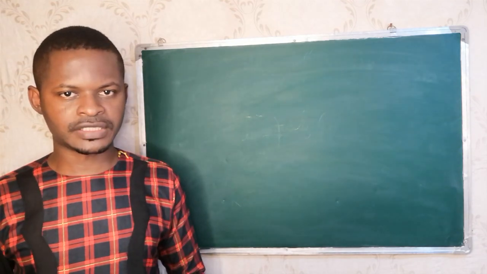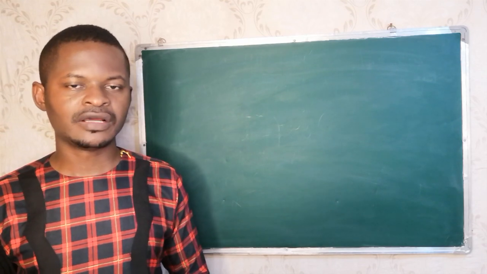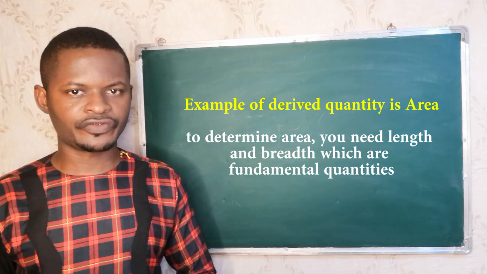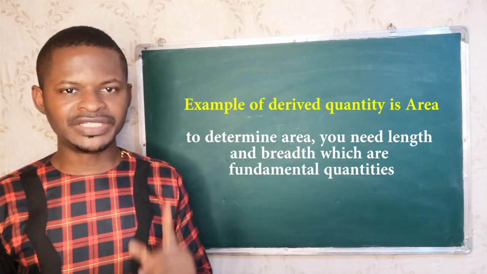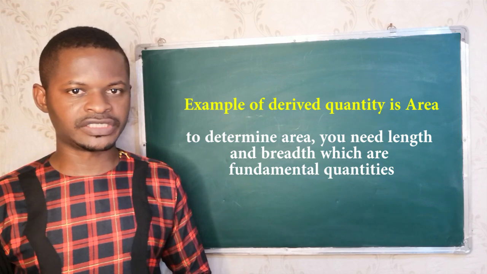What is a derived quantity? Derived quantities are quantities that are obtained from the simple combination of fundamental quantities. So it means derived quantities are those quantities that depend on fundamental quantities. They are defined in terms of fundamental quantities. So you need fundamental quantities in order for you to have derived quantities.